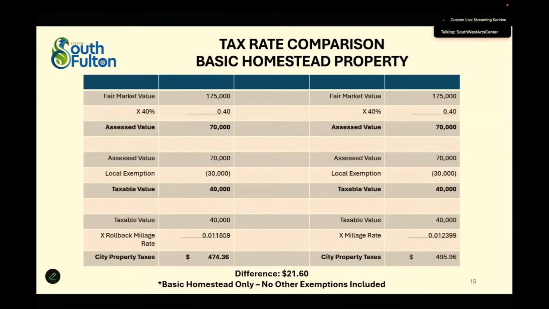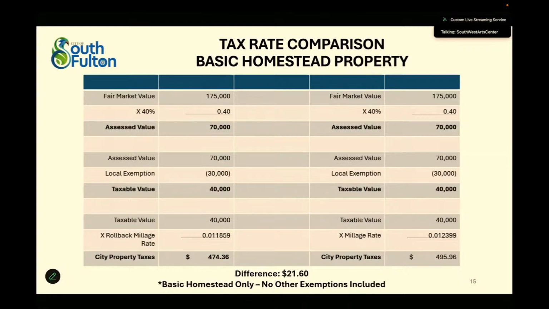This is often of interest. We are required to explain what the property tax on a fair market value home of $175,000 is. So going back to the little primer that we did, at $175,000 fair market value, 40% will be $70,000. That's the assessed value. A basic homestead exemption, which is what generally a homeowner who's owner occupied would have, is $30,000. Reducing that would leave a $40,000 taxable value.